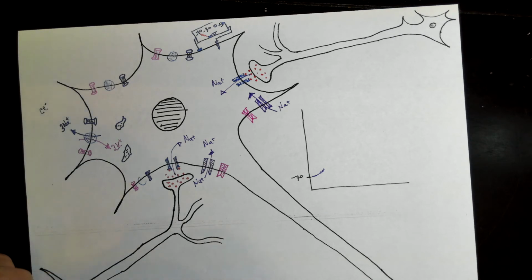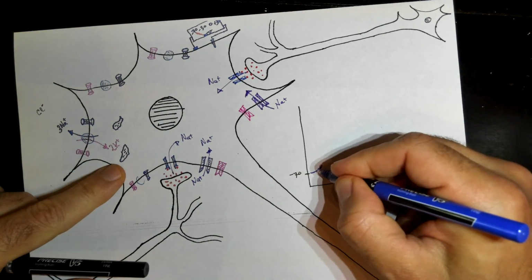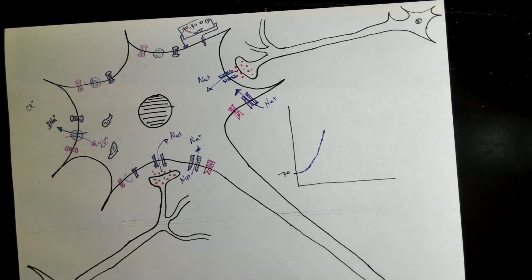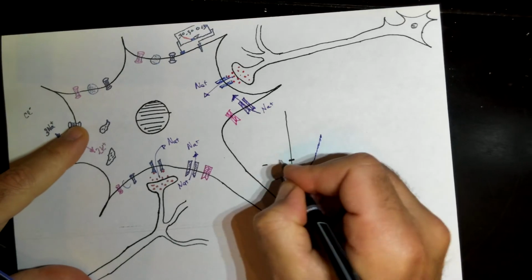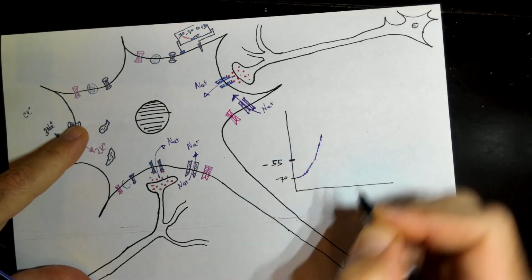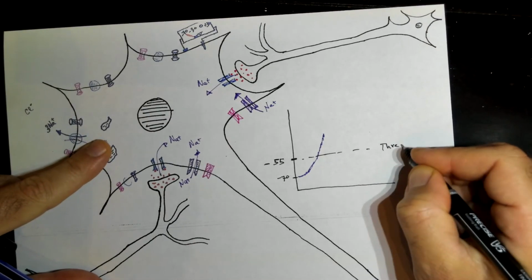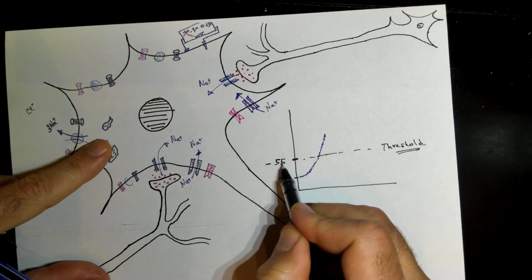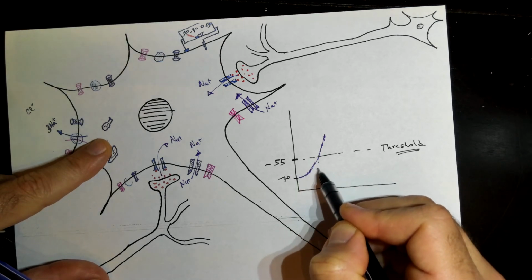And this would be followed by a much bigger depolarization. Now, we should put that we have a value of minus 55 millivolts, which is known as threshold. Meaning that this minus 55, as long as you don't surpass it, as long as you do not surpass it, you end up with a graded potential.